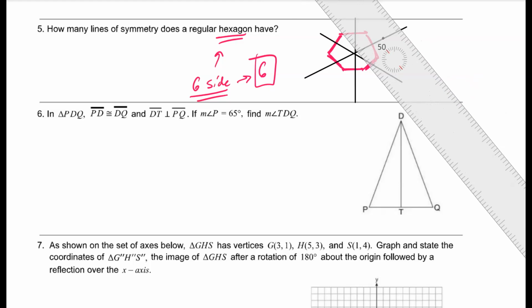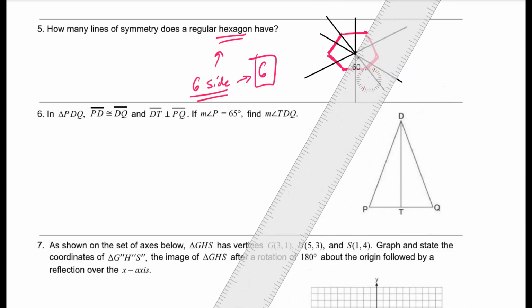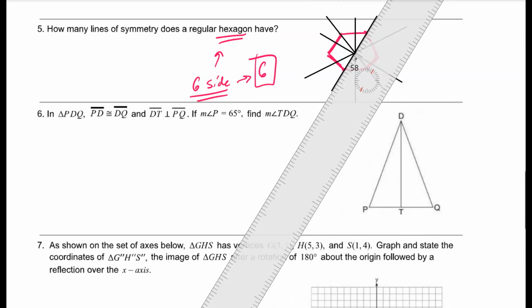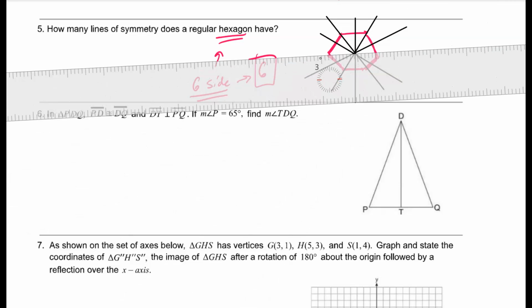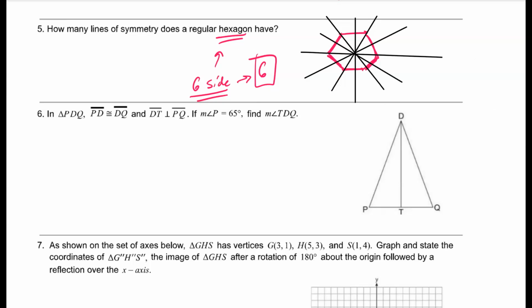I could also connect one of the vertexes to the vertex on the other side, like that, or like that, or right across the middle, like that. So if you count up your lines, there's actually 6 different lines there that would show that there are 6 different lines of symmetry for a 6-sided regular hexagon. And that's going to happen every time.